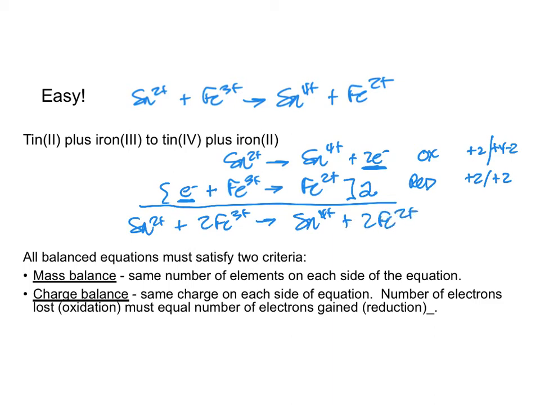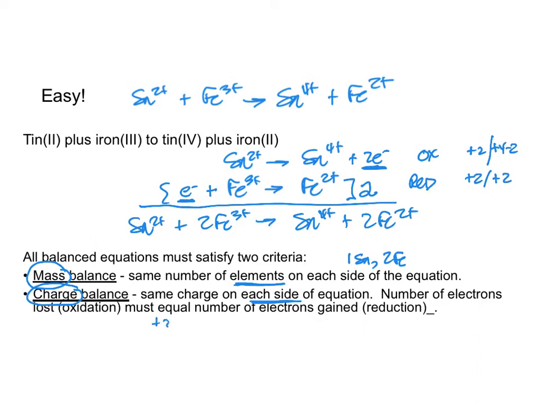So again, this is our simplest example. When we say mass balance, we want the same number of elements on each side. We have 1 tin and 2 irons on each side. When we say charge balance, that's kind of tricky. So overall, it's the same charge on each side of the equation. And when we multiply the iron by 2, we had 2 for tin and 2 for iron. And the number of electrons lost must equal the number of electrons gained.